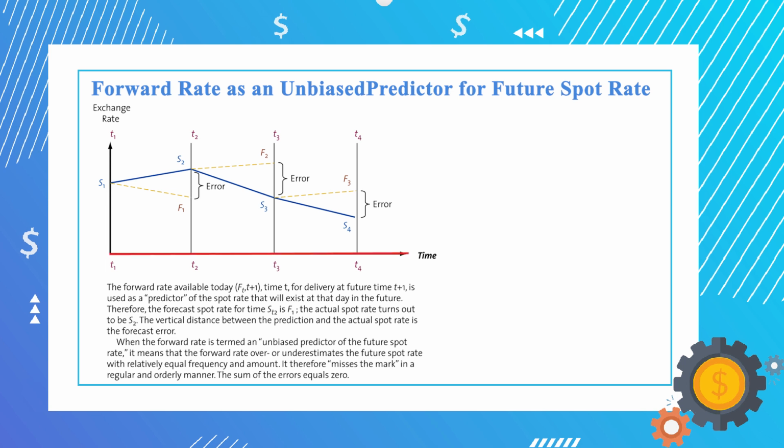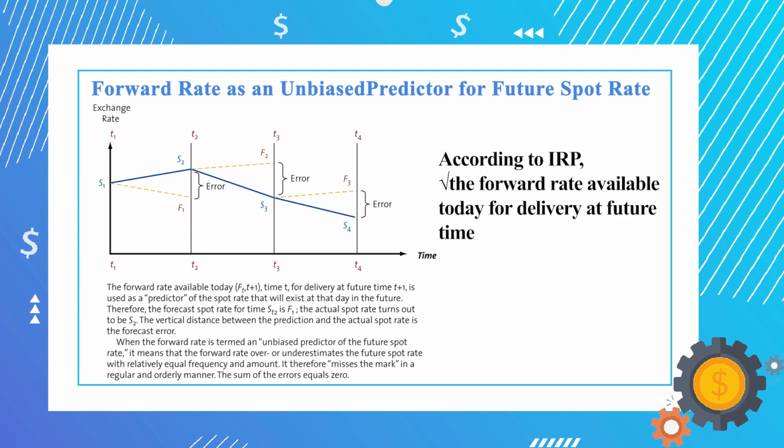The horizontal axis is the time, the vertical axis is the exchange rate. At time 1, the spot rate is S1. At time 2, the spot rate is S2, and the forward rate you got at time 1 is F1. At time 3, the spot rate is S3, and the forward rate you got at time 2 is F2. According to IRP, the forward rate available today for delivery at a future time is used as a predictor of the spot rate that will exist on that day in the future.